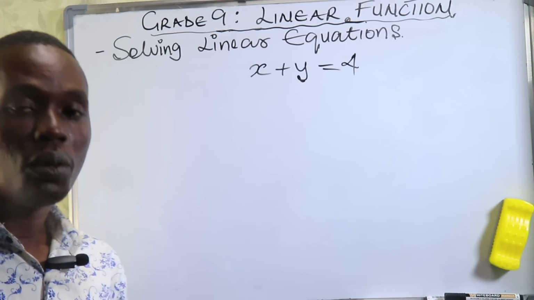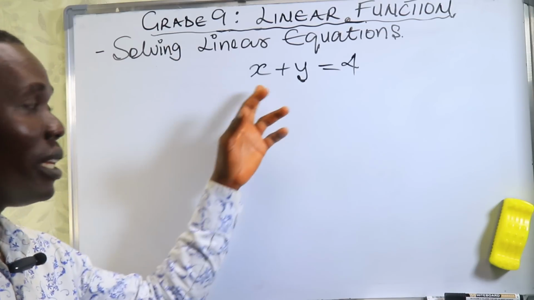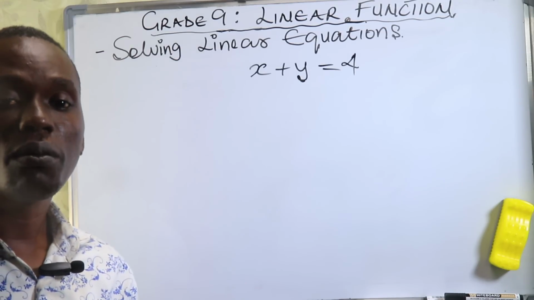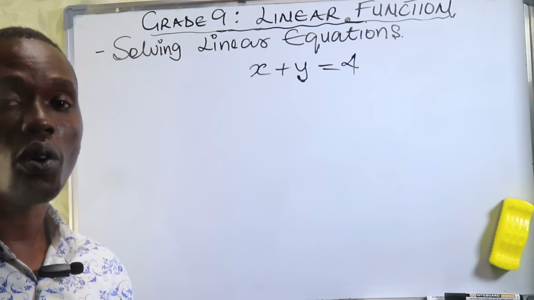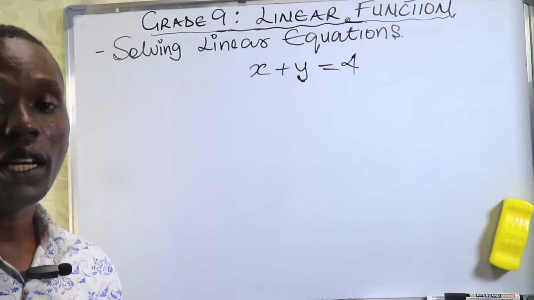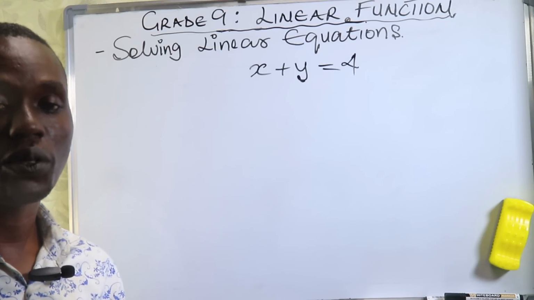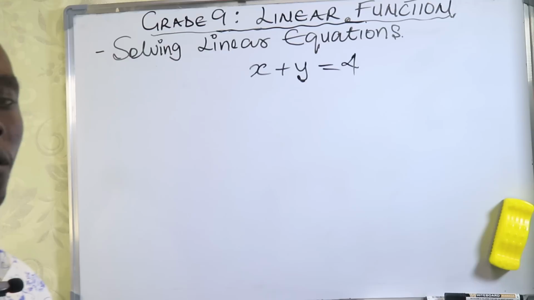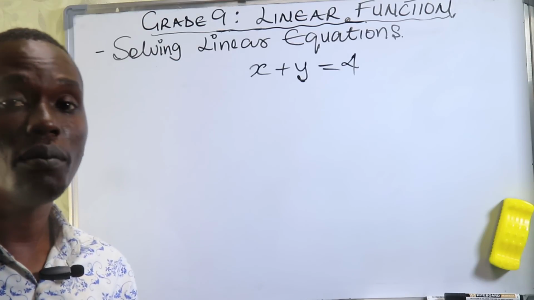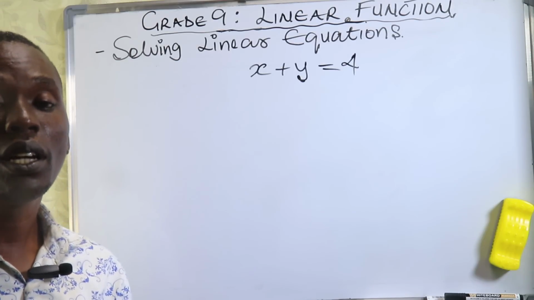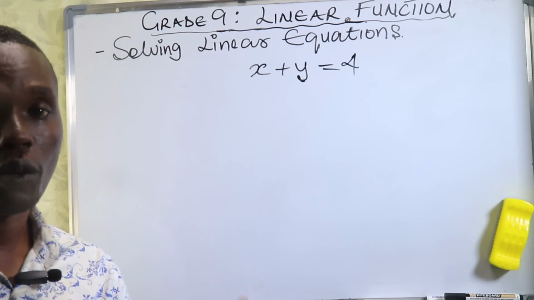Sometimes we may have to find the values of these variables that are involved in these linear equations. And the process of finding the values of such variables, when we are given 2 or more linear equations, is what we call solving linear equations. Now, there are a few methods of solving linear equations, but in our video lessons, we are going to look at 4 different methods.